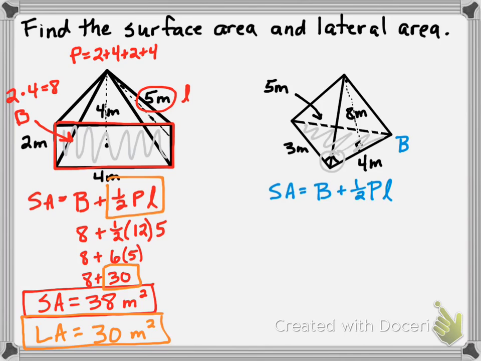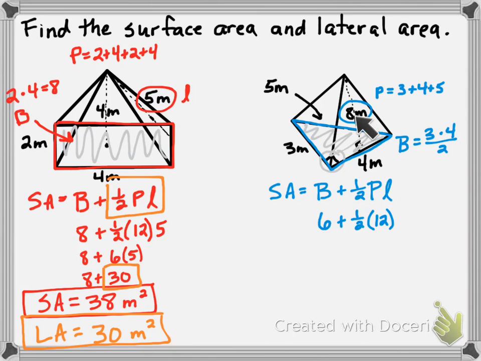It's a right triangle, so the 3 and the 4 are the base and the height for the triangle. So I'm just doing 3 times 4 divided by 2. That gives me an area of 6. Then I need to find my perimeter all the way around the base: 3 plus 4 plus 5. Okay, and that gives me a perimeter of 12.